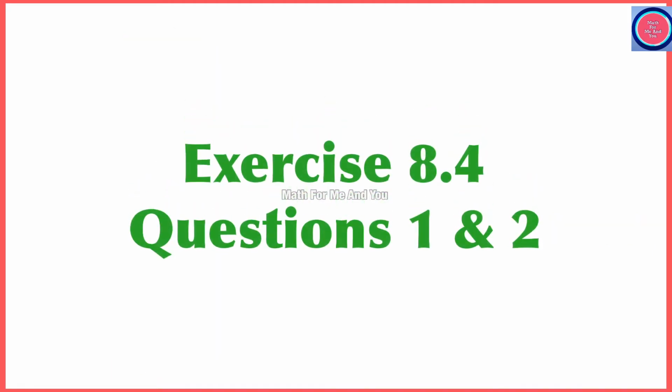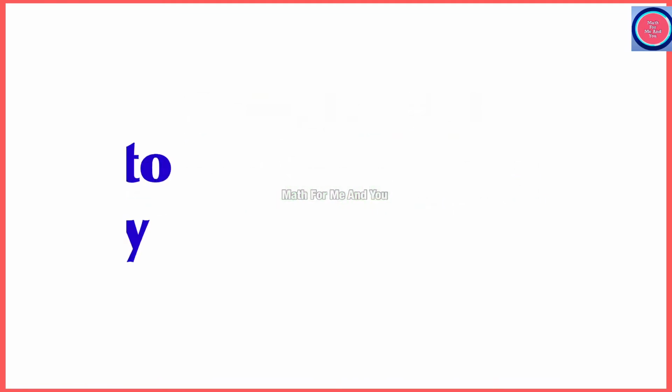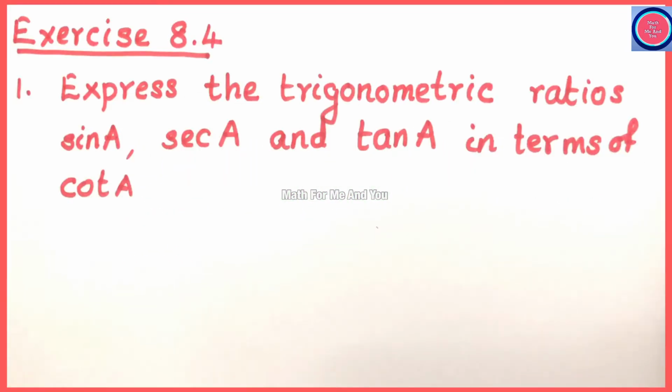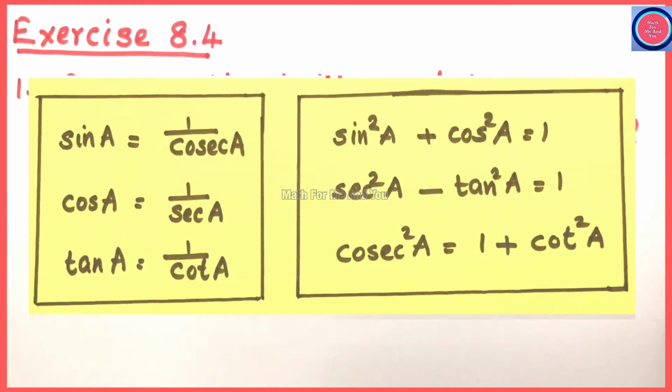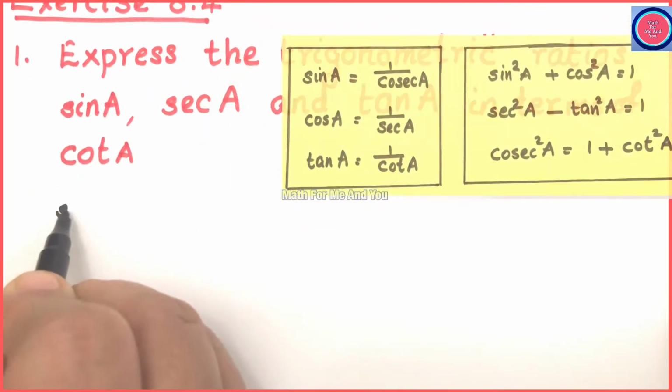In this video, we are discussing exercise 8.4 questions 1 and 2 from the chapter Introduction to Trigonometry. Question 1 is: express the trigonometric ratios sin A, sec A and tan A in terms of cot A. To answer this type of questions, we have to remember the relationship between the ratios. It's very important to remember them. See, we are going to use these relationships.